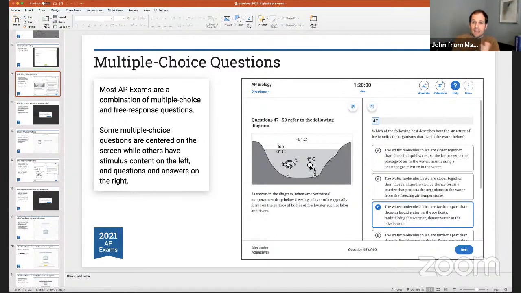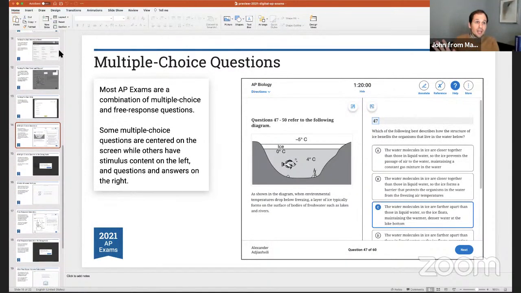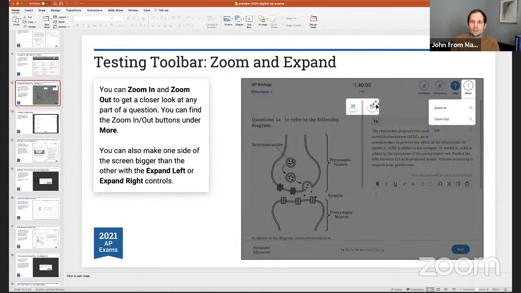The stimulus will be on the left, the question will be on the right. Now notice this too. I don't know if you saw this, Danny, you can zoom and expand. So you can zoom in and zoom out if you're having problems looking at things. You can also expand the whole diagram or expand the whole free response thing to really make the screen dynamic.